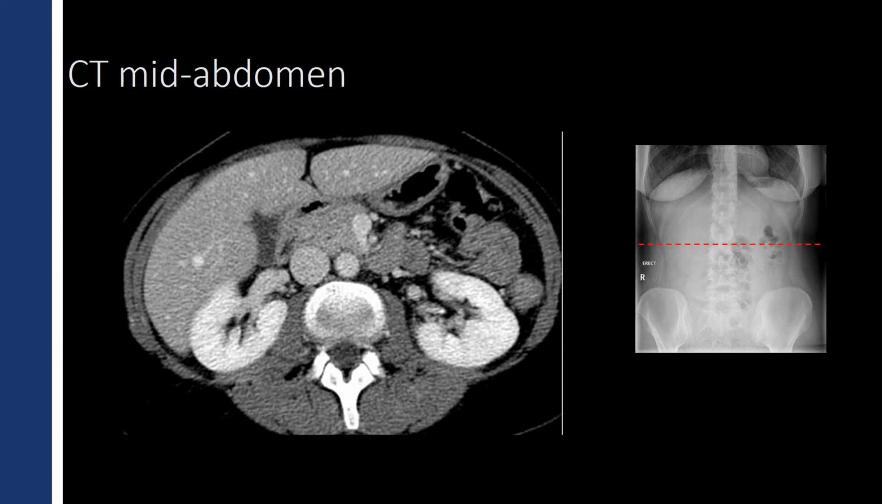Okay, a little bit more inferior within the abdomen. Once again, we still see the liver. We don't see spleen. We're out of the spleen by this point. We again see the pancreatic head, which is wrapping around the portal vein. That's that kind of bright circle you see just to the left of the pancreatic head.